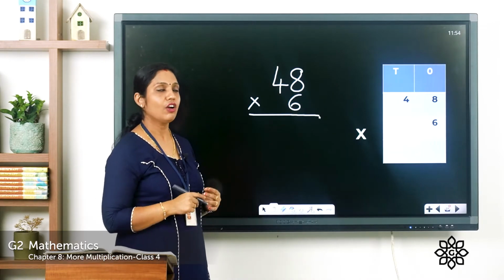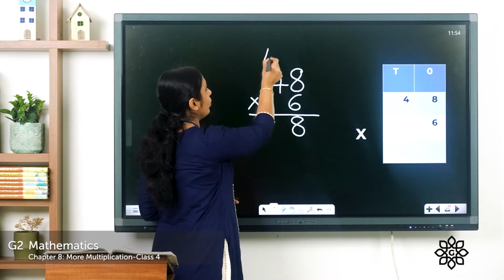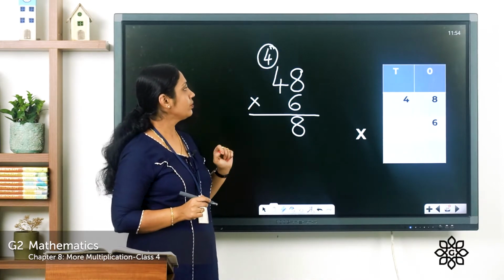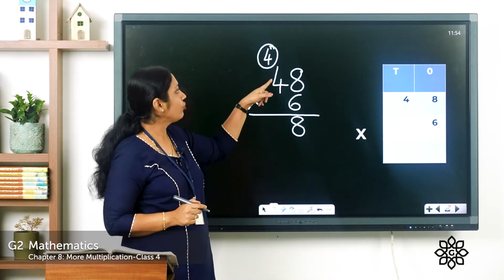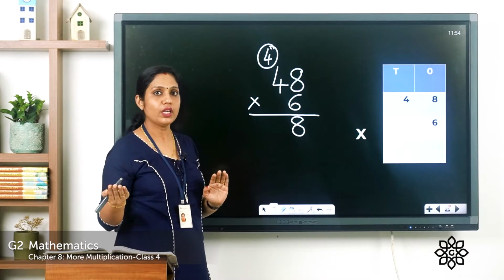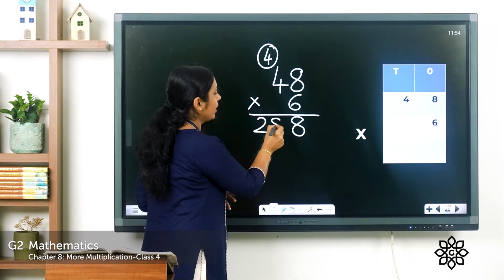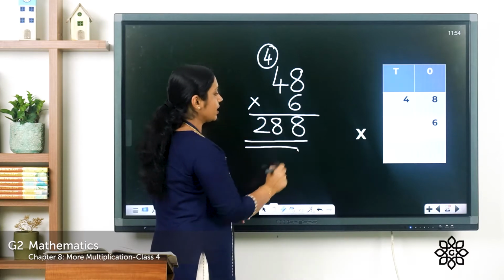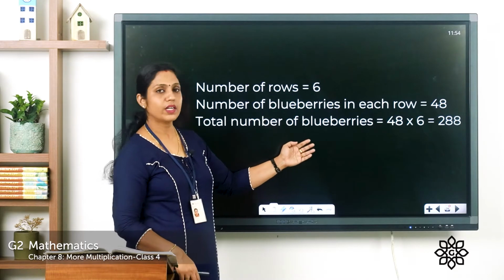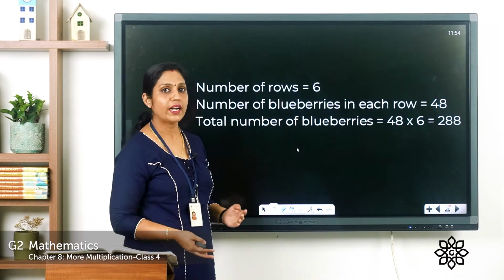6 8s are 48. So write 8 here and we'll carry over here. 6 4s are 24. 24 plus 4. So how much is 24 plus 4? It is 28. So write that 28 here under the tens place and you get the answer 288. So, total number of blueberries is equal to 48 into 6 is equal to 288.